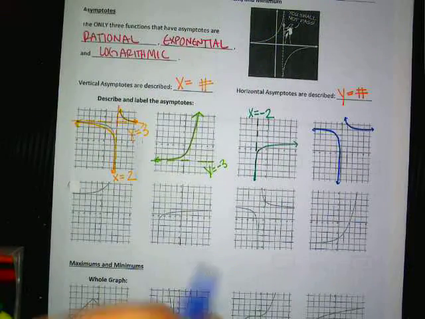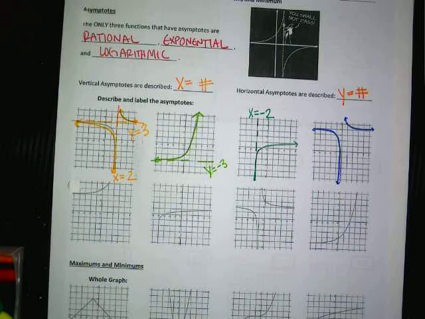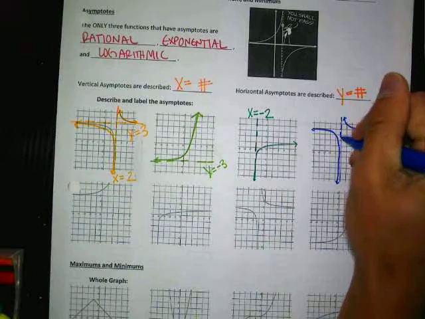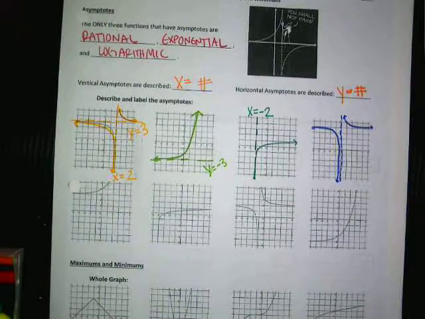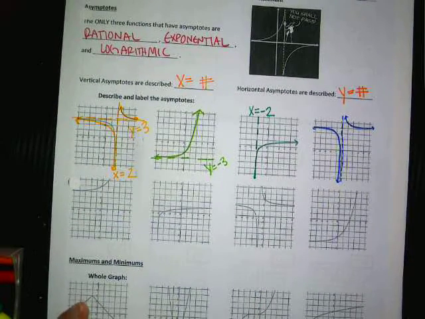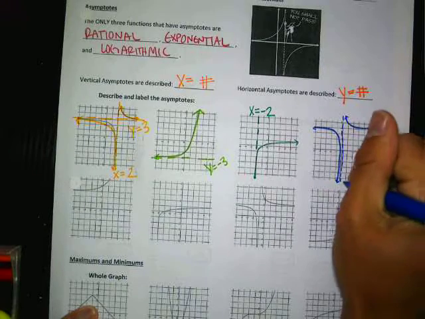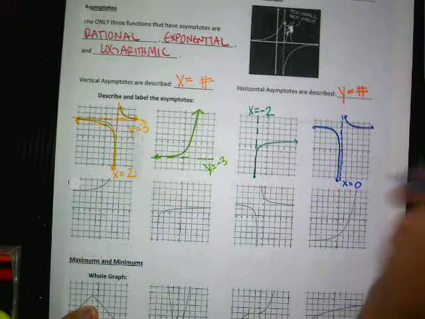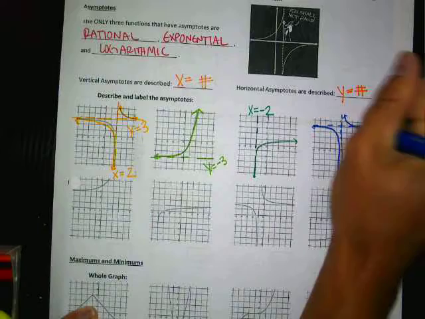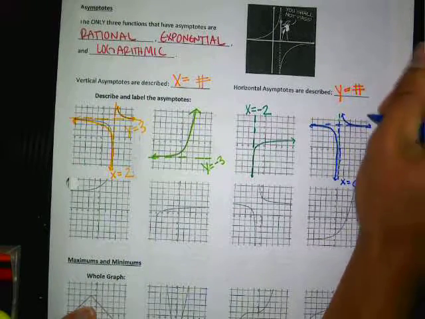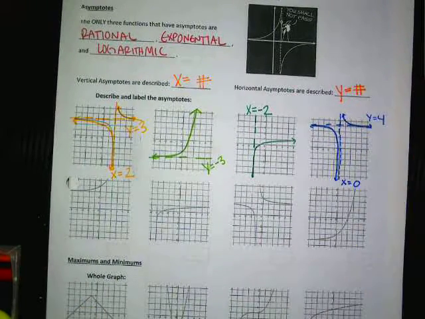All right. Angie, how many asymptotes does this one have? 2. Tell me what the vertical one is. X equals 0. Yes, very good. And tell me what the horizontal one is. Y equals 4. Very good.